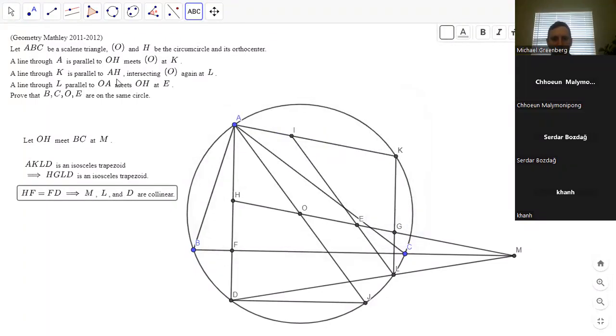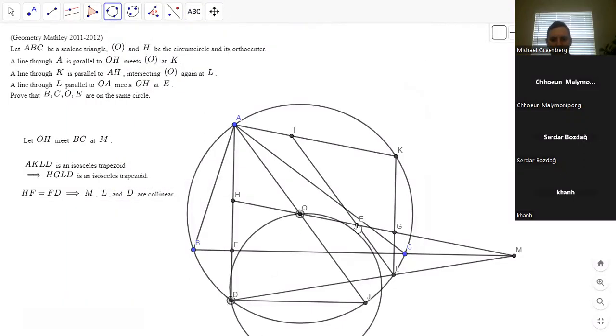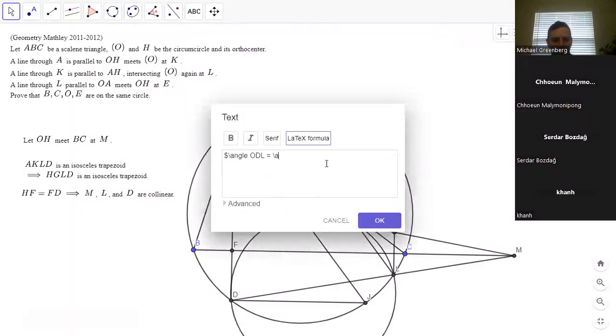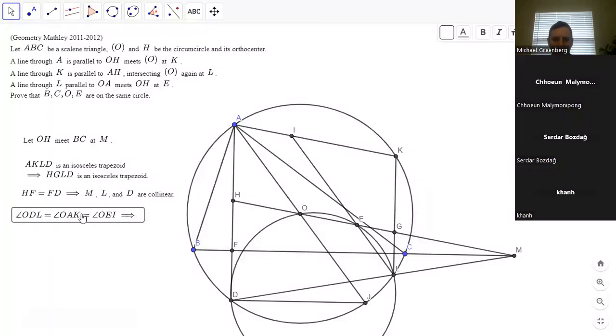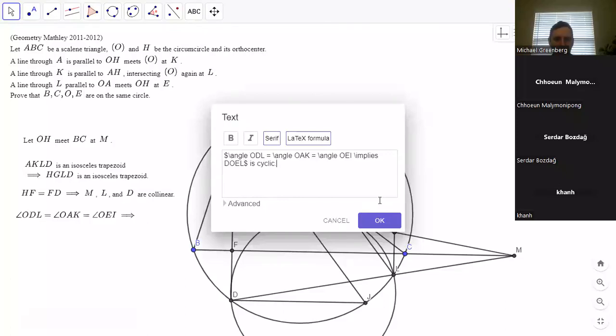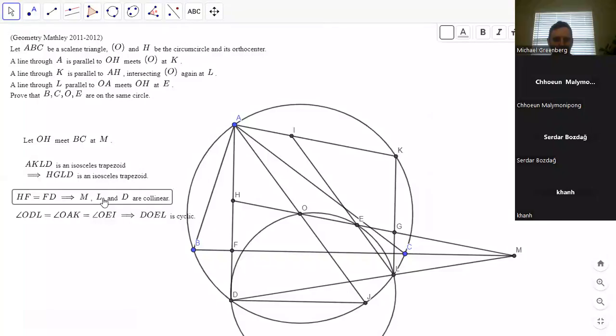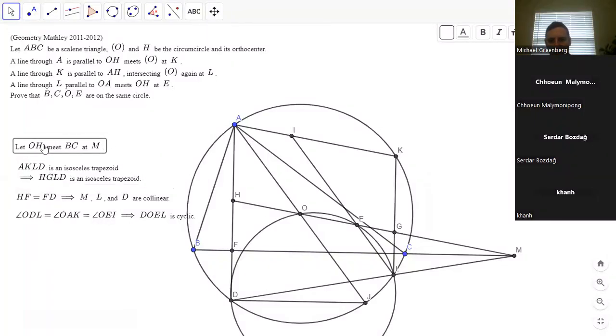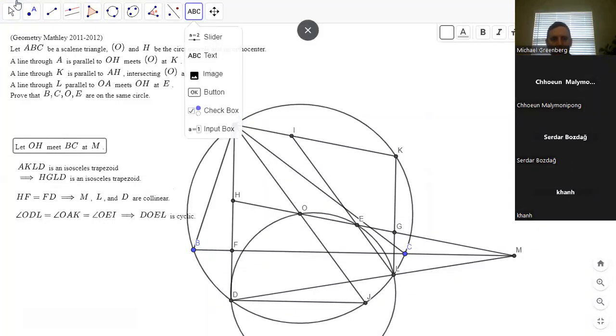And so now we're going to show DOEL is cyclic. So we have angle ODL is OAK, which is OEL. So that means that DOEL is cyclic. And once we know that, we have MB times MC equals MD times ML.